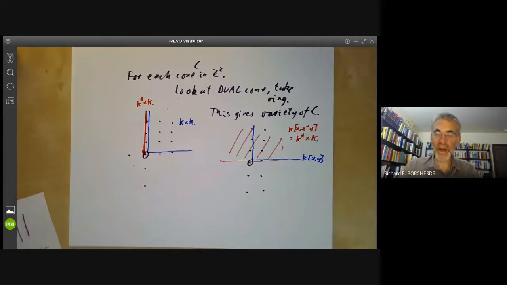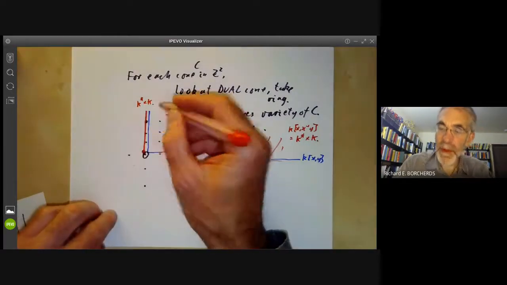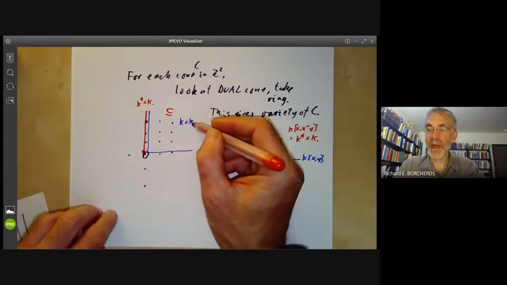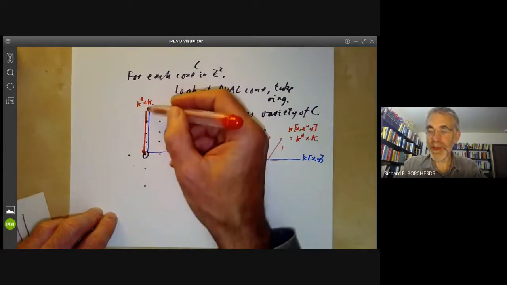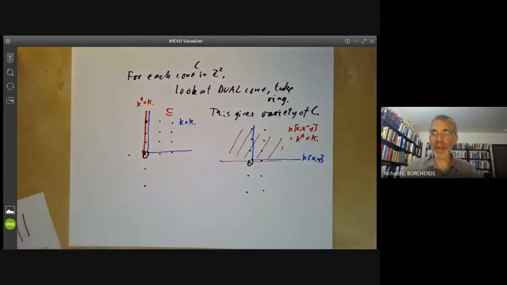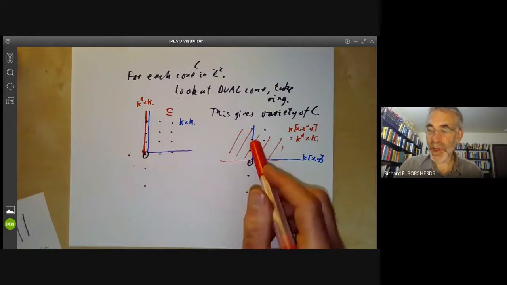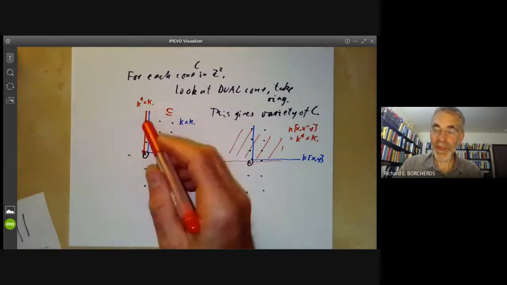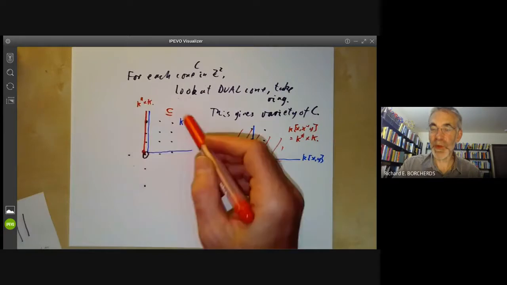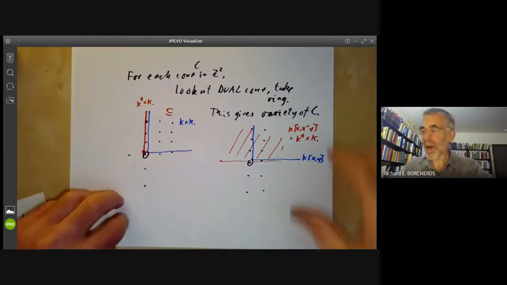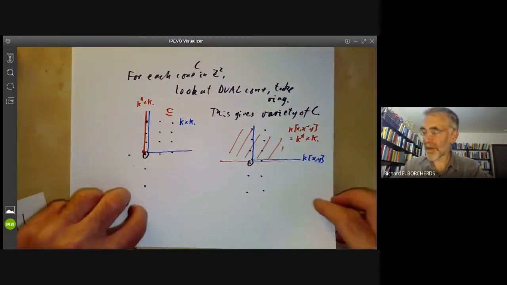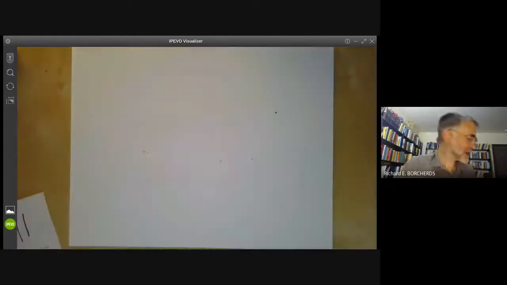Now you can see that k star times k is a sub-variety of k times k, and at the same time, the cone is a subcone of this blue cone here. So by associating varieties to dual cones, we get the same relation between cones as between varieties, which makes it a lot easier to figure out what's going on. Well, now, instead of looking at just one or two cones, we can look at several cones.